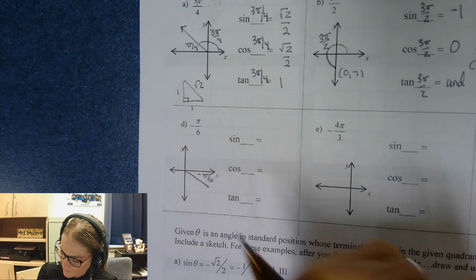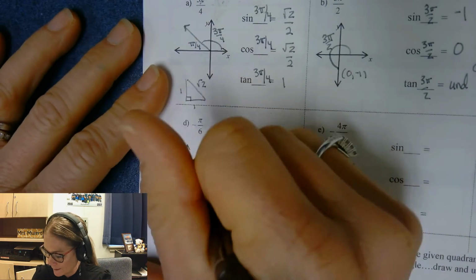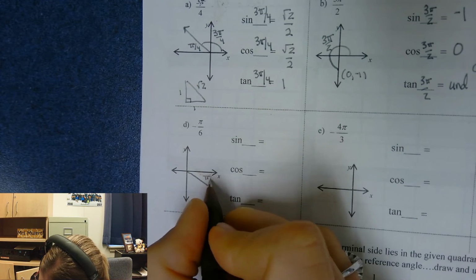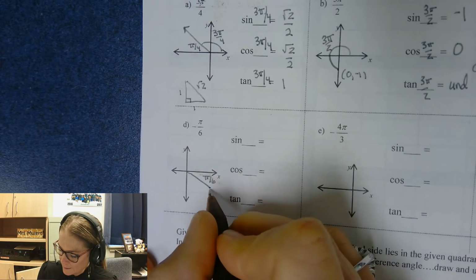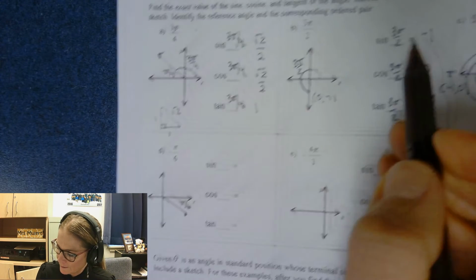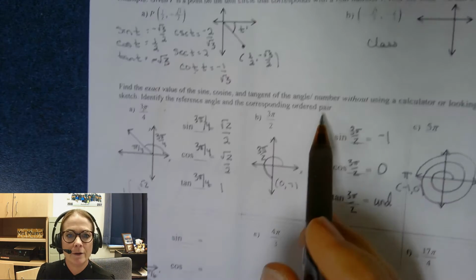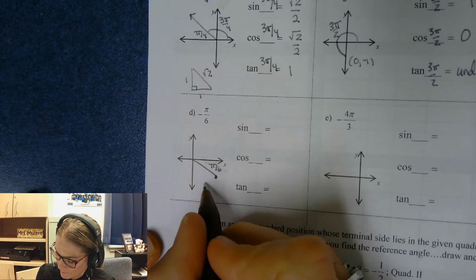-pi/6. Okay, and that has a reference. I'll just put the reference angle here instead. Pi/6. That's the reference angle. So it says to either give its reference angle and the corresponding ordered pair. So I need to put the ordered pair here.